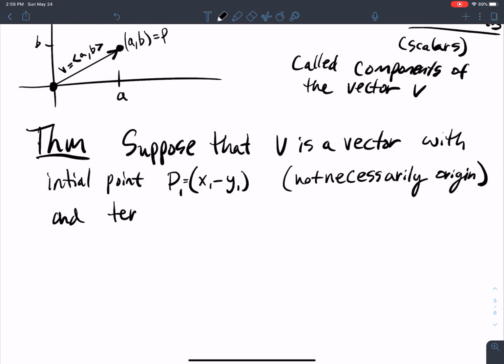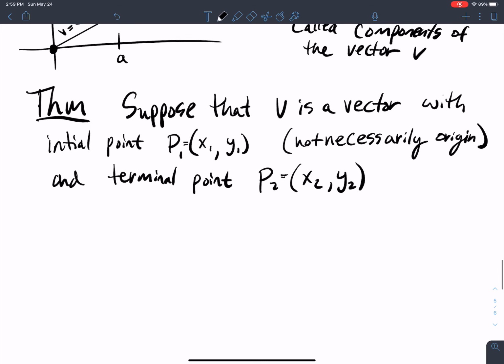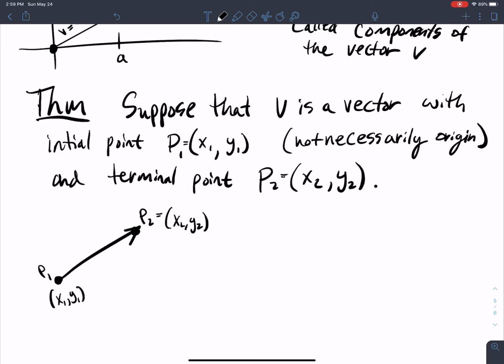And our terminal point P2 is equal to x2, y2. Sorry, this should not say minus in between. It should be a comma, x2 comma y2, just like that one. Okay? So we just have some initial point x1 comma y1 for the starting P1, and some ending point P2, which is like x2 comma y2. Okay?